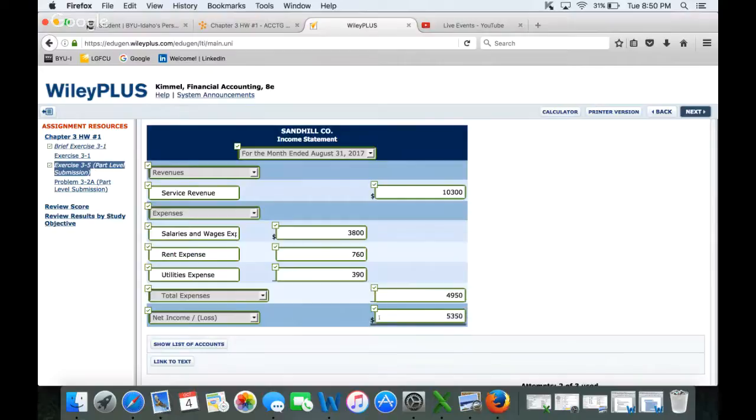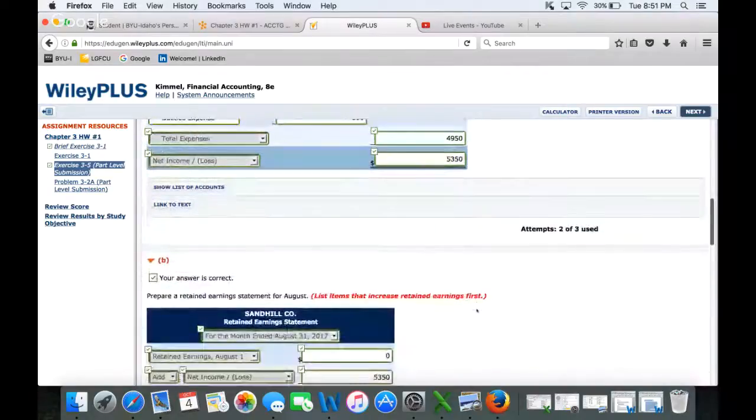4,950. And then to get your net income, you're going to want to take your total revenue and subtract your total expenses. So the 10,300, and then you subtract from it the 4,950 to get a total of 5,350 for a net income.